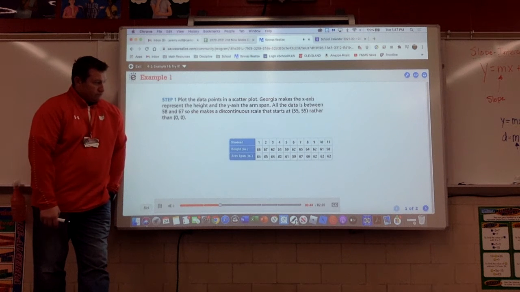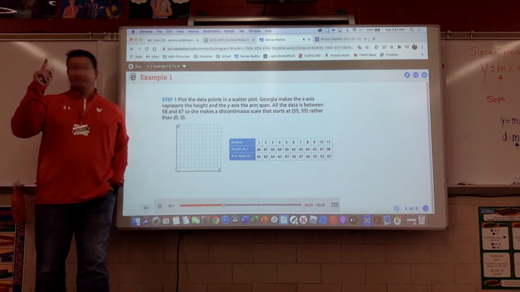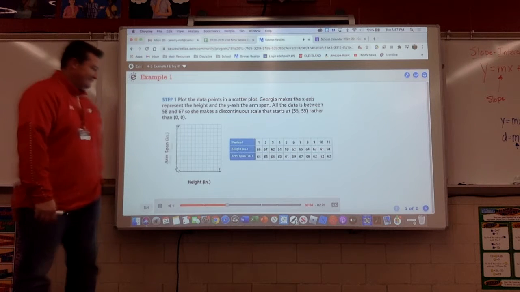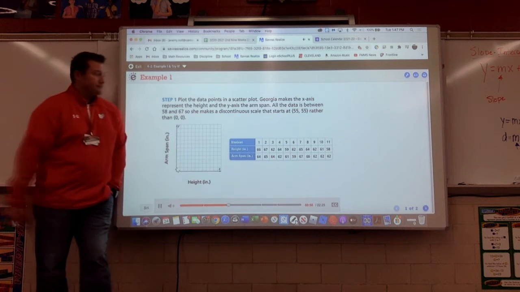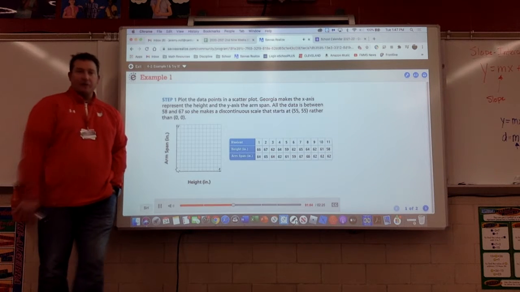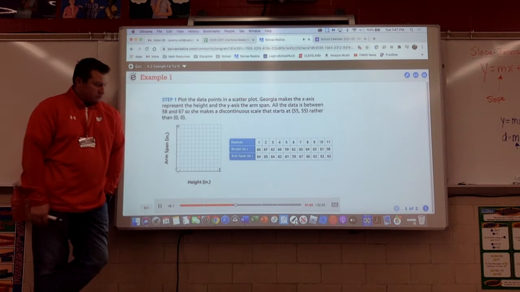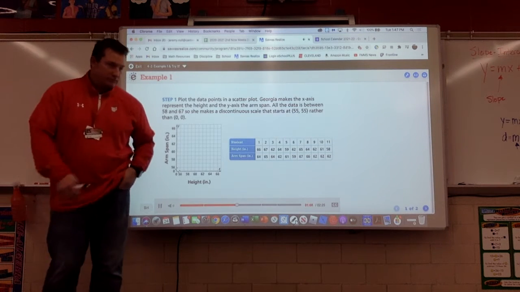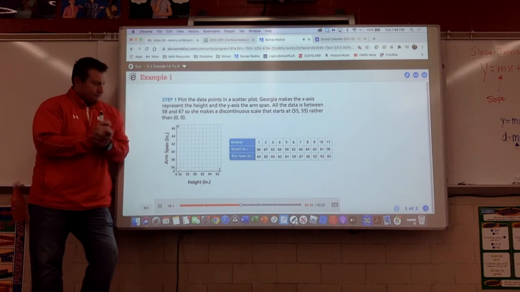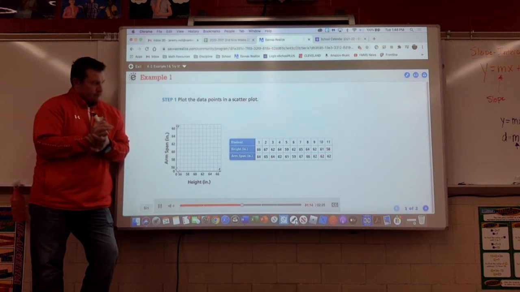Georgia needs to plot the data points in a scatter plot. She makes the x-axis represent the height, the y-axis the arm span. Then she looks at the table and sees that all the data is between 58 and 67. Georgia makes a discontinuous scale that jumps from 0 to 56 on each axis. Now, let's plot the data points in a scatter plot.